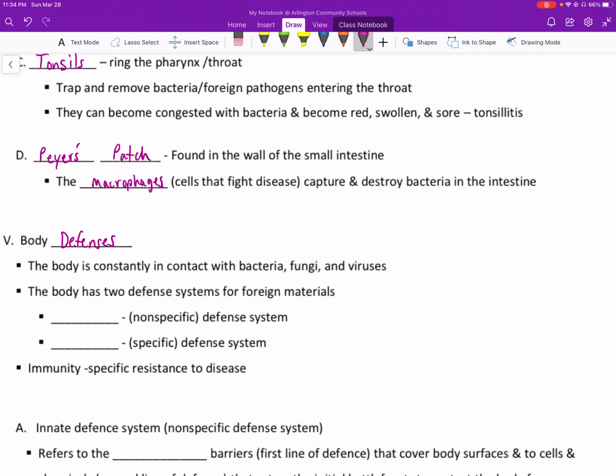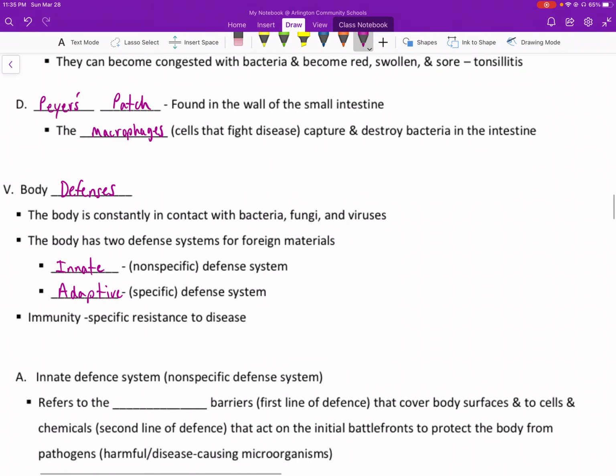The body is constantly in contact with bacteria, fungi, and viruses. The body has two defense types for foreign material: non-specific and specific. The non-specific would be the innate, and the adaptive is for the specific. Then we have the immune-specific resistance to disease.